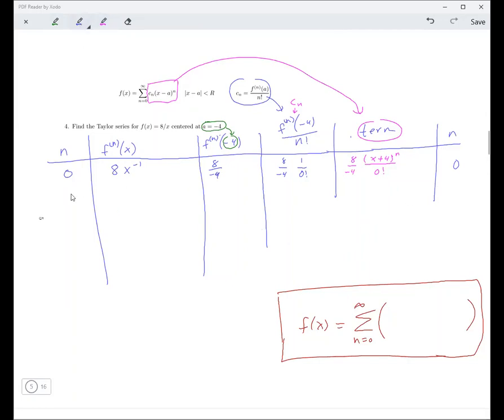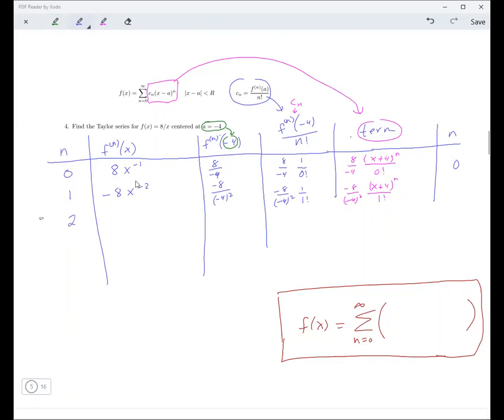Okay, let's take a derivative. When we take a derivative, you have a -1 come down, so that's -8x to the -2. And so this is going to be -8 over -4 squared times 1 over 1 factorial, and then your term is going to be something like -8 over -4 squared, x plus 4 to the n, over 1 factorial.